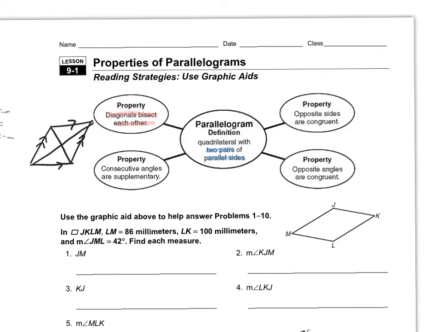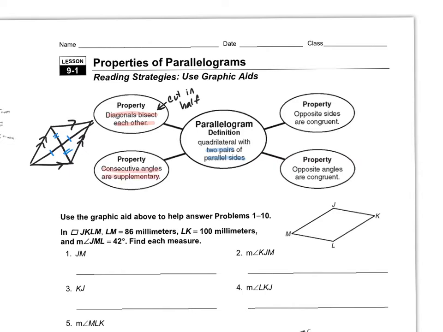Next, I want to look at this property that says the diagonals bisect each other. So I've added some diagonals to my parallelogram here, and bisect means cut in half. So the diagonals are going to cut each other in half. I'm going to show that by putting tick marks on them that says each half is equal. So this half is equal to that half, and this half is equal to that half. The diagonals are bisecting each other.